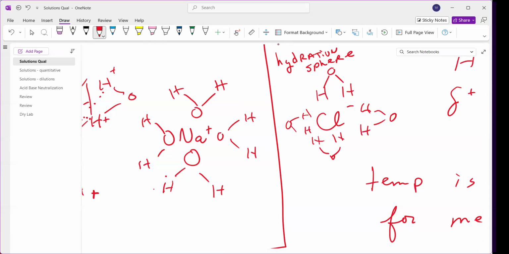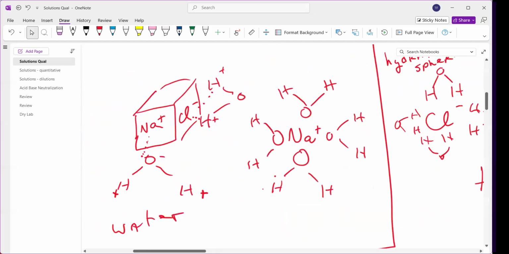Okay, does that make sense on this? There's primary hydration sphere, secondary, tertiary. It just gets further and further away from the sodium and the chloride. Okay.